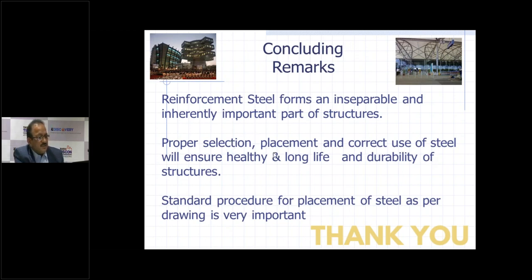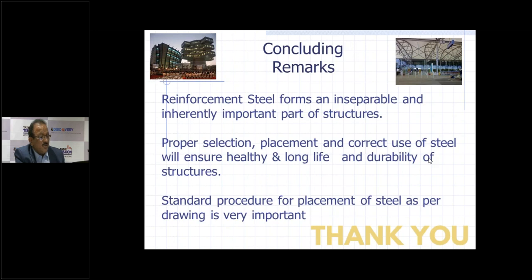Then Tejas Hotele asks, where should we provide lapping of steel in columns and beams? The lap should come preferably at zero bending moment. The place where there is zero bending moment, you can provide the laps.